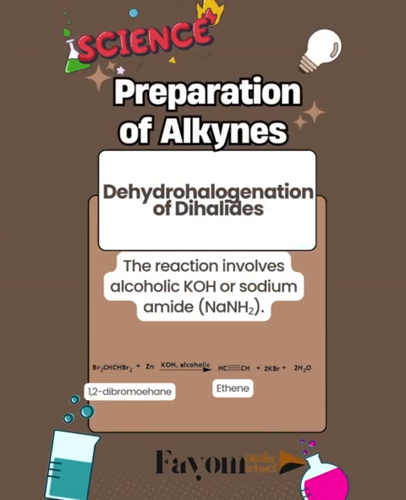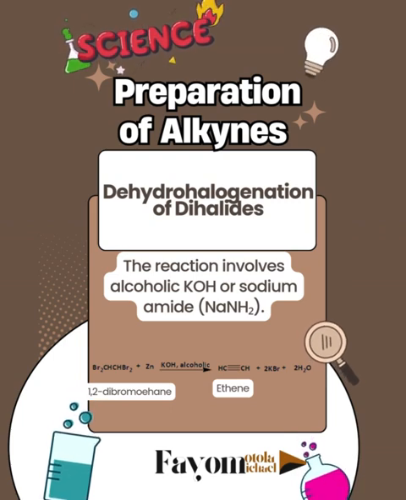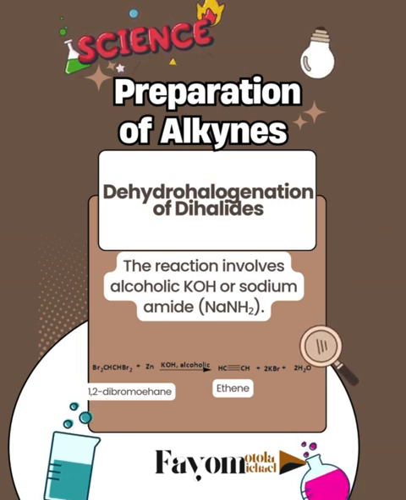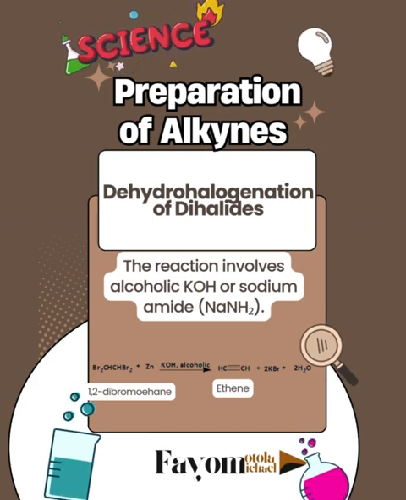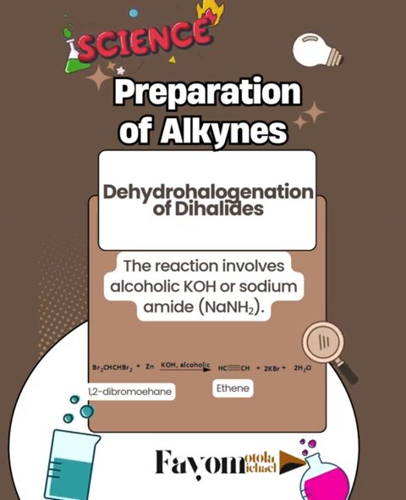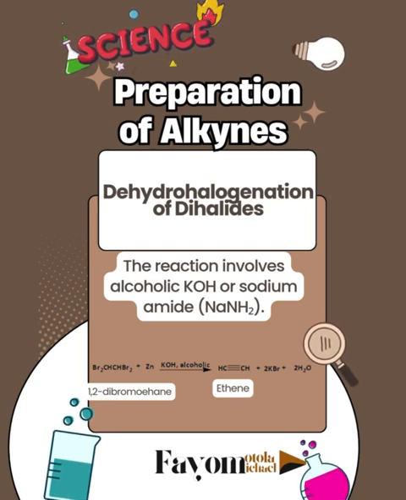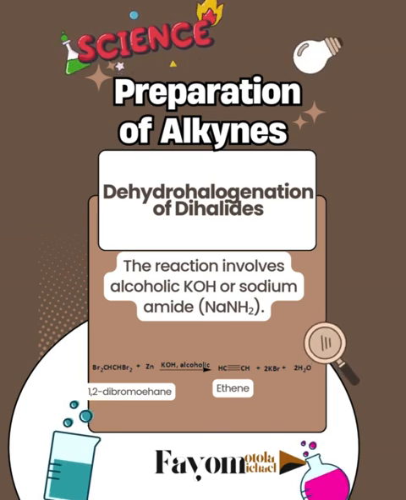How can alkyne, which has the general molecular formula CnH2n-2, be prepared? Similar to what we just talked about in alkene, it's also dehydrohalogenation of dihalide to give alkyne. An example is 1,1-dibromoethane to give ethyne in alcoholic potassium hydroxide.